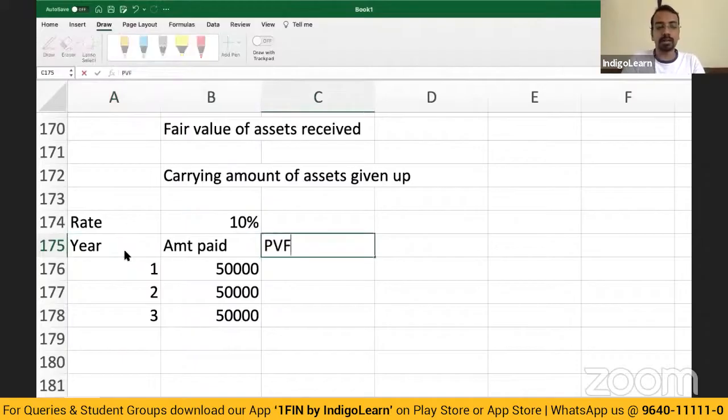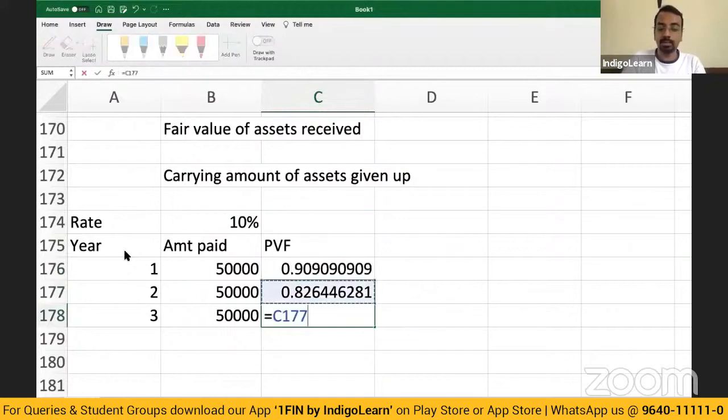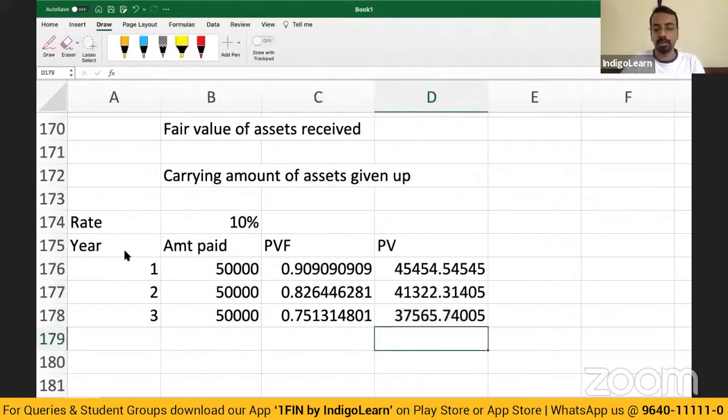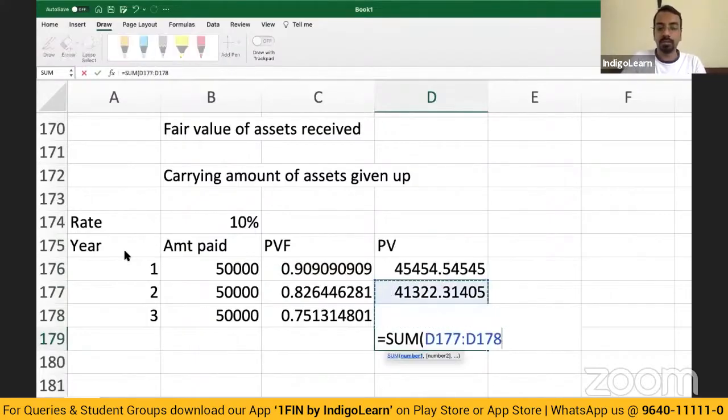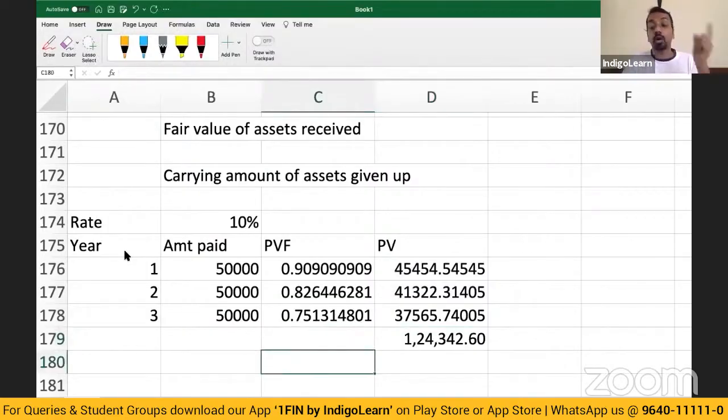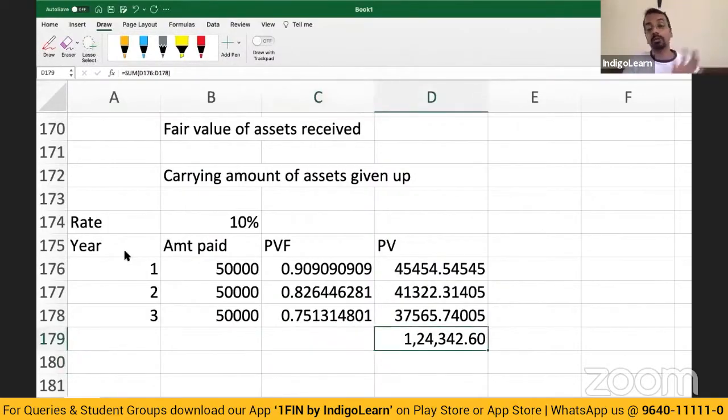What is the present value factor? 1 divided by 1.1 for the first year. This number divided by 1.1 for the second year, and this number divided by 1.1 for the third year, right? This is the present value factor. What is the present value? 50,000 multiplied by this, and these 3 periods. So if you sum this up, this is the cash price equivalent. So you'll recognize the PPE at 124,342. Corresponding liability also at 124,342.